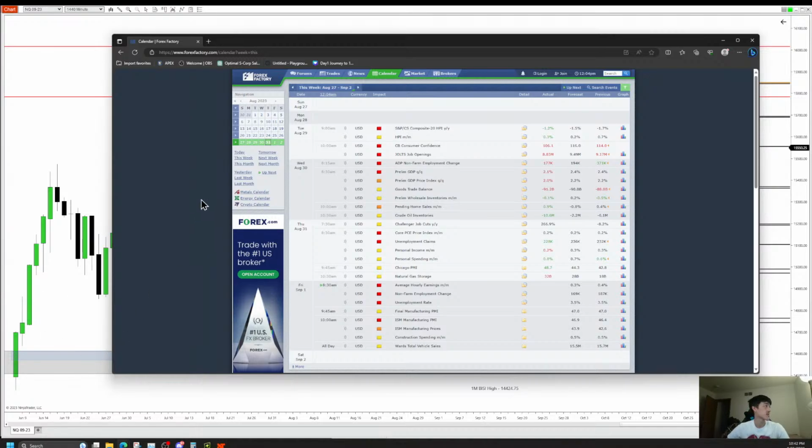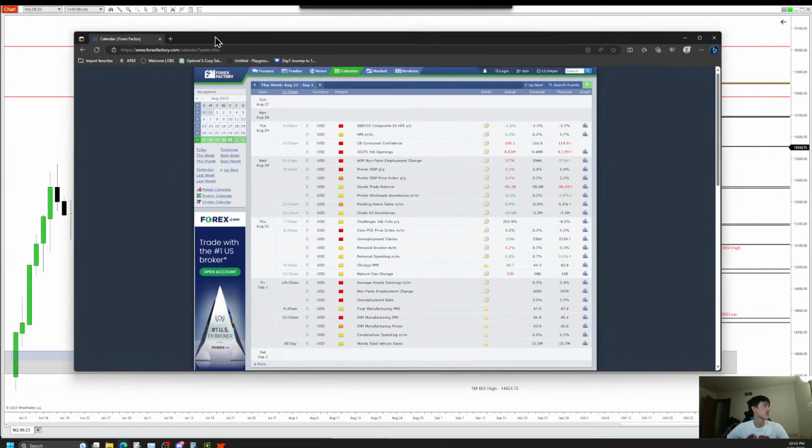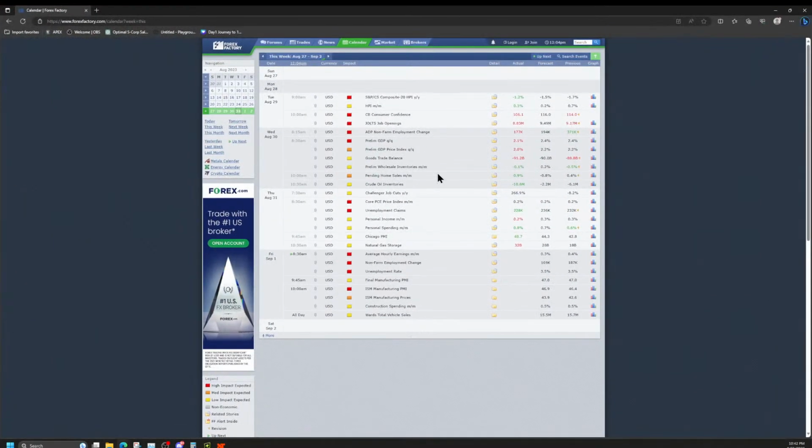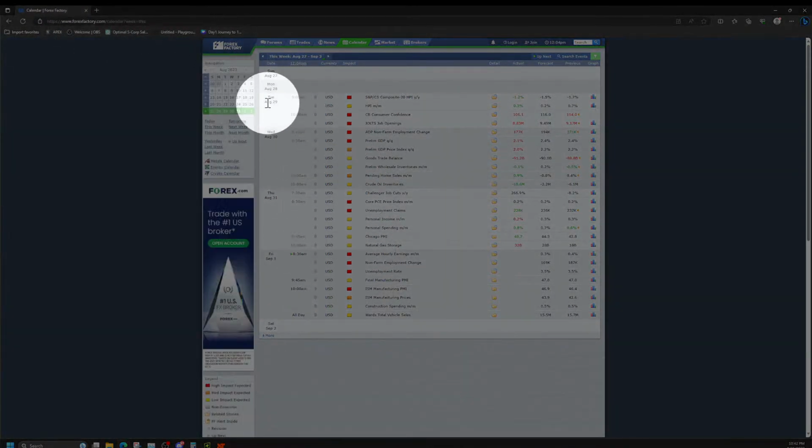All right, let's go ahead and get started. Let me remove the webcam so we can maximize the screen. You don't need to see my face. Okay, there we go. So first and foremost, on Forex Factory, we see the economic calendar for tomorrow.